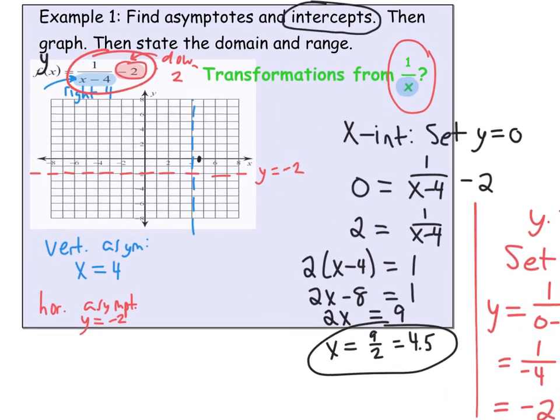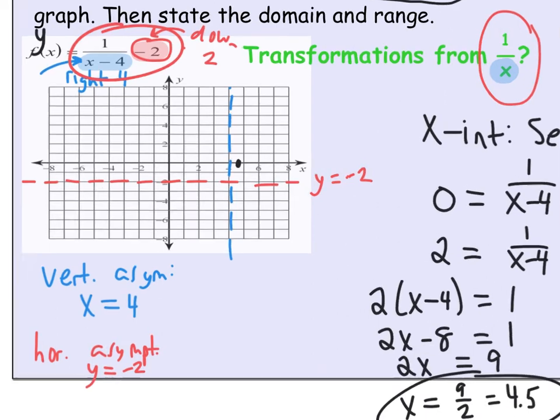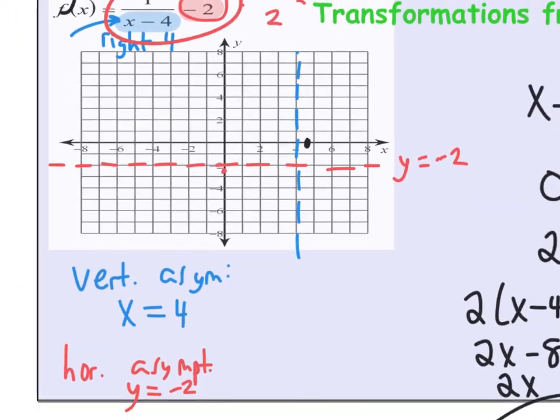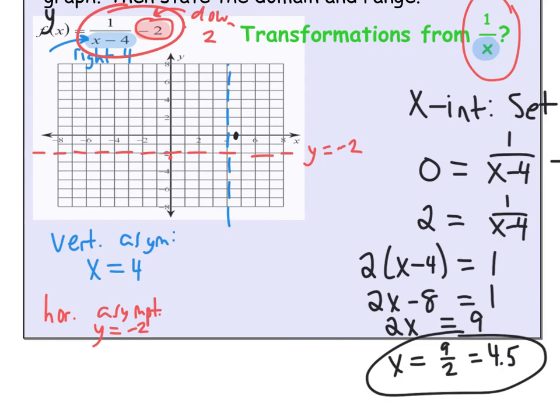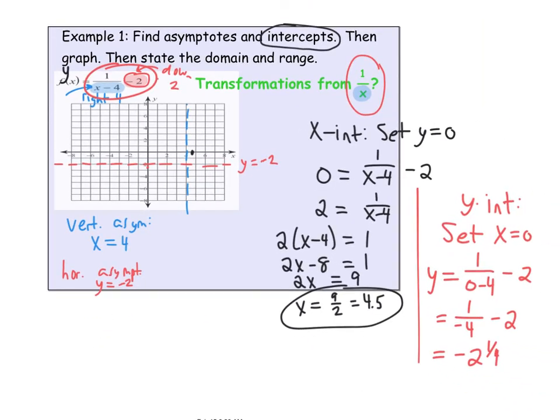Okay, let's go back to the graph. Negative 2 and 1/4 is just past negative 2. It's going to be hard to get that accurate, so let's just plot it as best we can. Right about there is going to be our y-intercept. Now we have a couple points on the graph. We got the asymptotes set up. Make sure you do that first. Then you can get your intercepts.